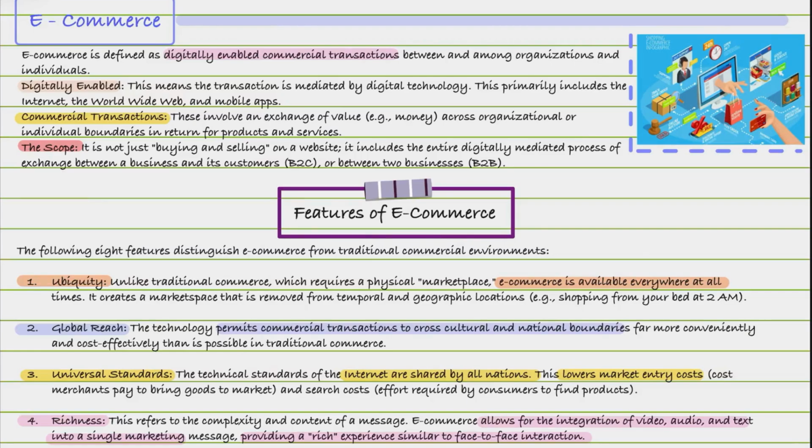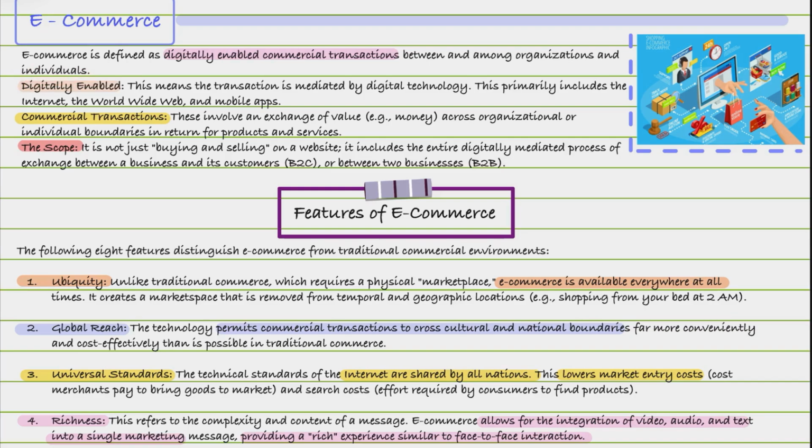So what is e-commerce? If the examiner asks you what e-commerce is, do not just write down buying and selling online. It is just too basic for university level. Alright, so look at the core academic definition, which states that e-commerce is defined as digitally enabled commercial transactions. Okay, between whom? Between and among organizations and individuals.